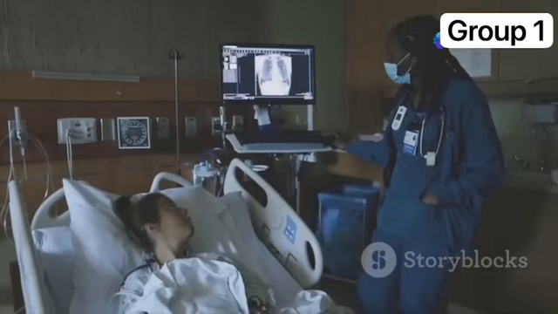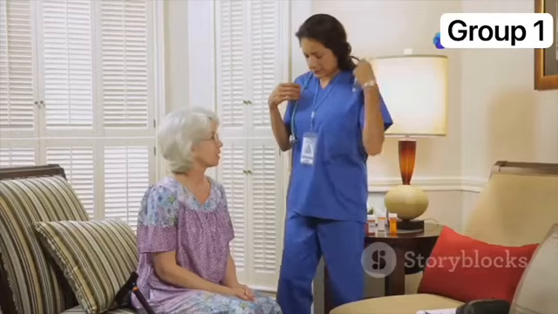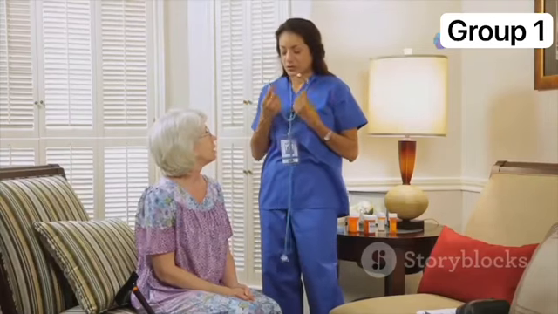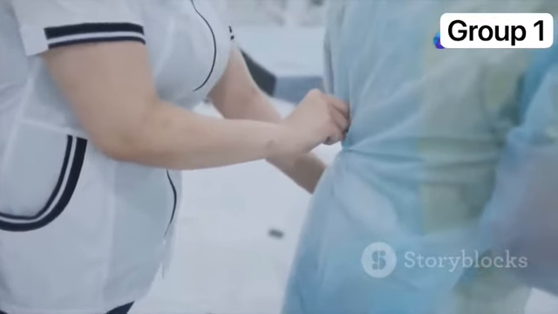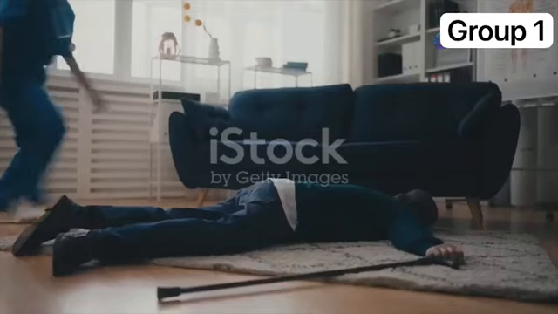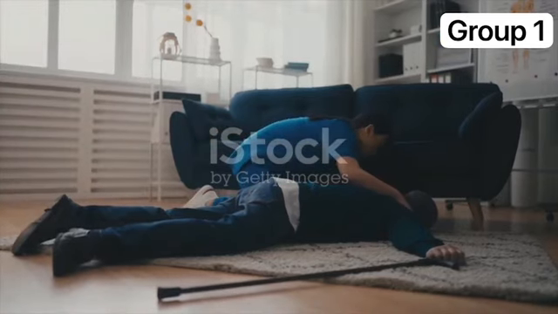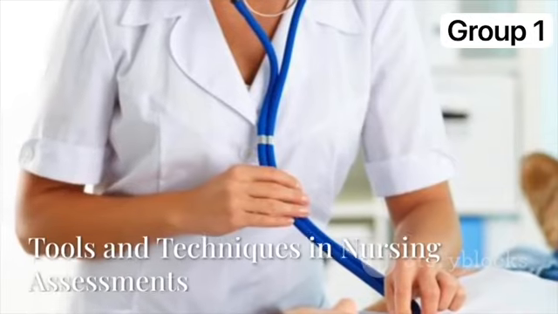Nursing assessments are not limited to specific times. They are woven throughout a patient's healthcare journey. On admission, when a patient enters a hospital or clinic, at the beginning of each shift, to establish a baseline for the day. Before, during, and after procedures or surgery, to monitor for any changes. When a patient's condition changes, to promptly address any new symptoms or concerns.